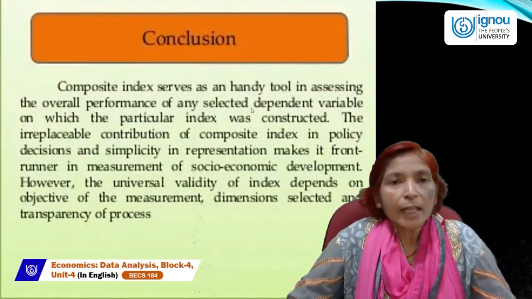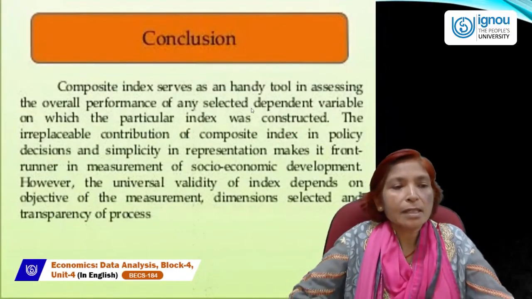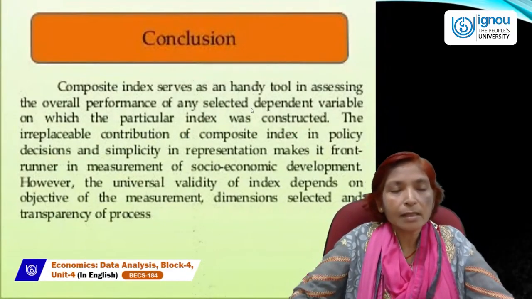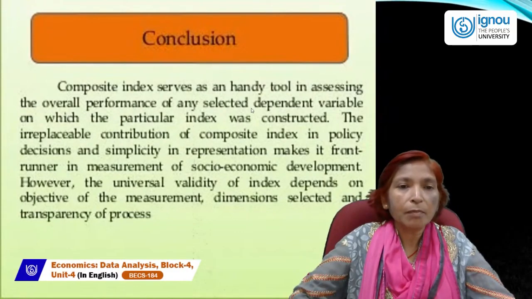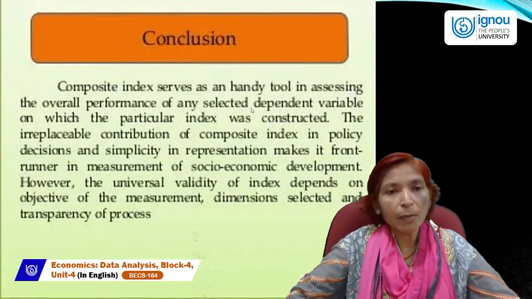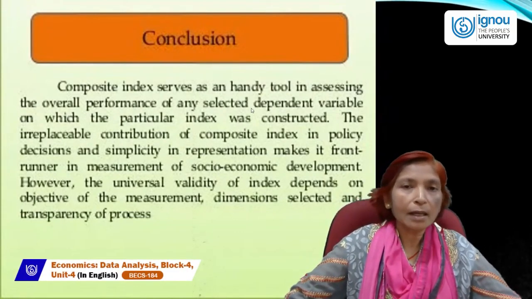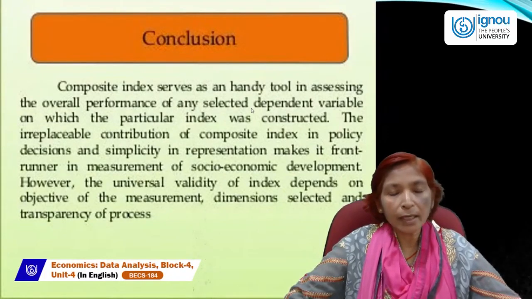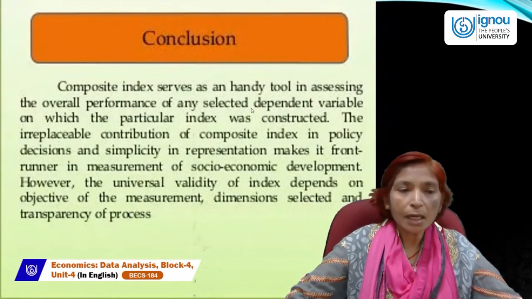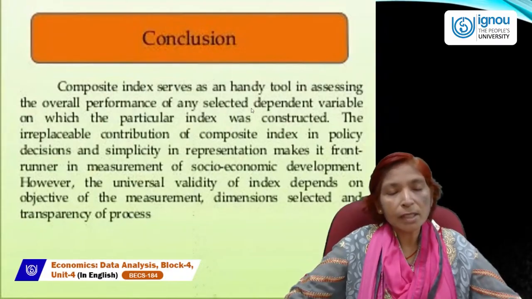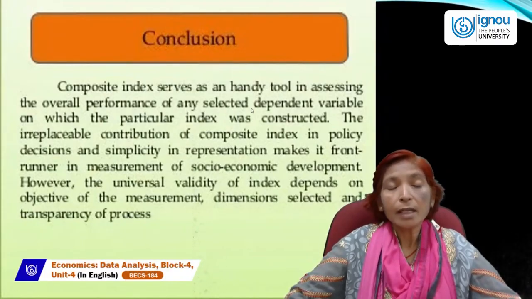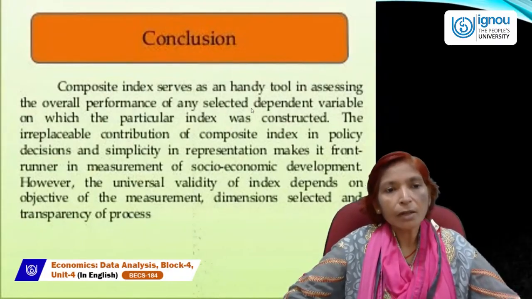Now to conclude, today we discussed what an index number is and what types of index numbers there are. One is the single index number, the other is the composite index number. If we study a single unit, we use a simple index number. If we study a multivariate or multidimensional concept, we use a composite index number.